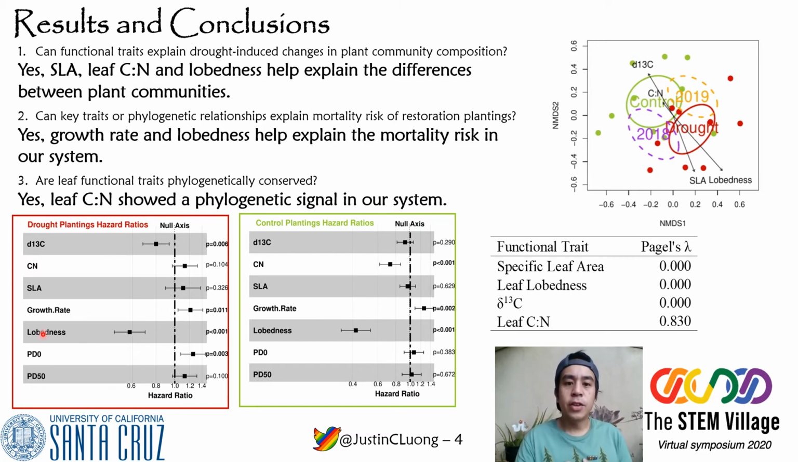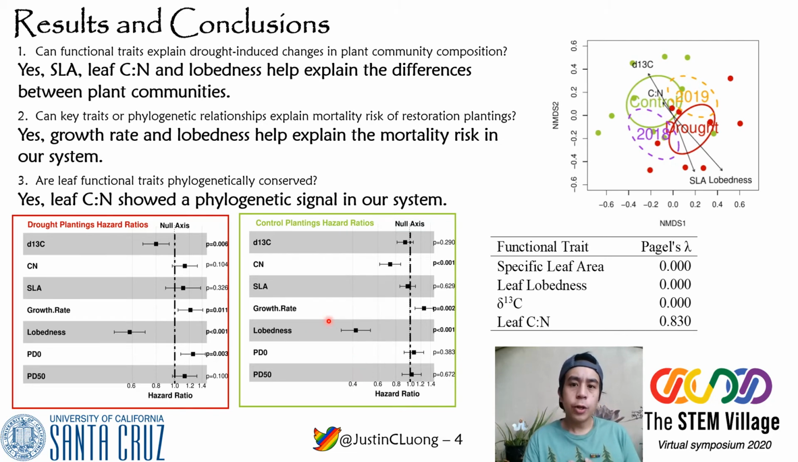The figures in the bottom left-hand corner represent these findings, where if a point crosses the null axis, it's non-significant. Traits to the right of the axis indicate higher trait values are related to higher mortality risk, and higher trait values are associated with decreased risk to the left of the null axis.